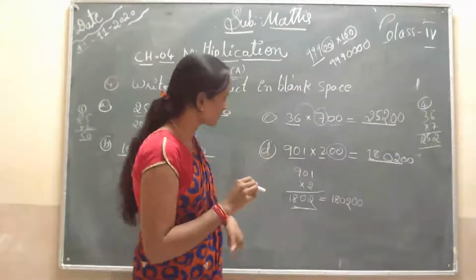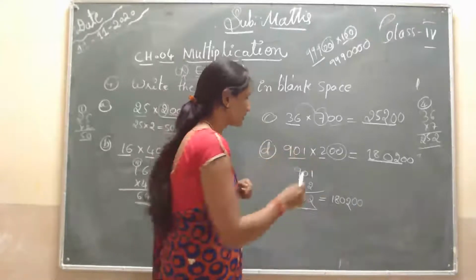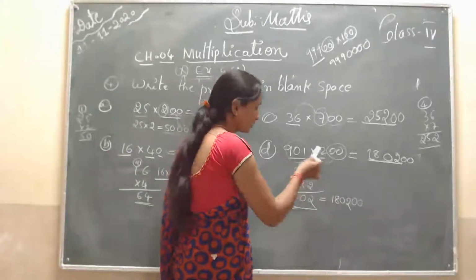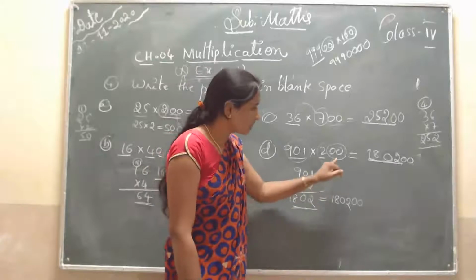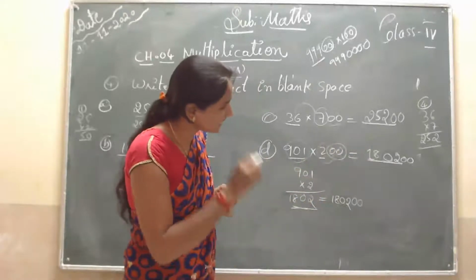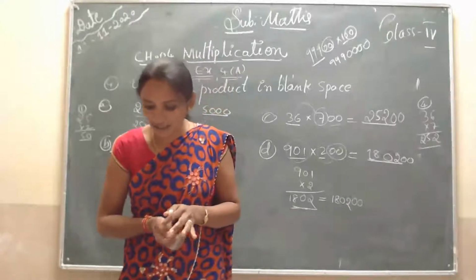25,200. So next question, students. 109 into 200. But you have to first multiply the 901 into 2. 901 into 2, what is the result? 1,802. So how many zeros are left? 2 zeros are left. What is the total result? So that is 1,80,200. So next two questions, E and F.